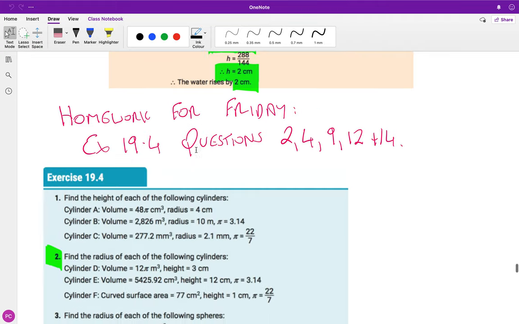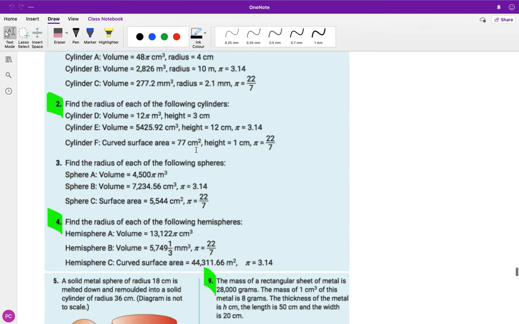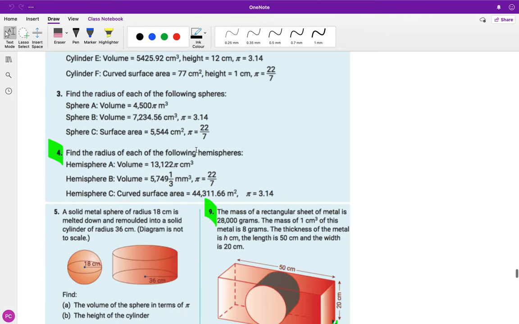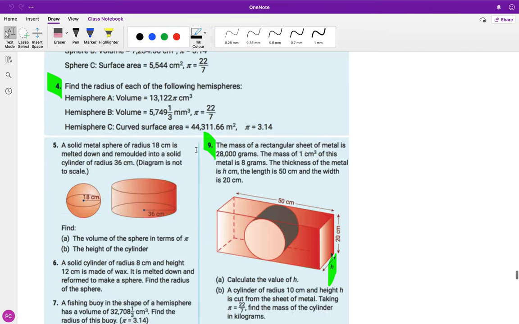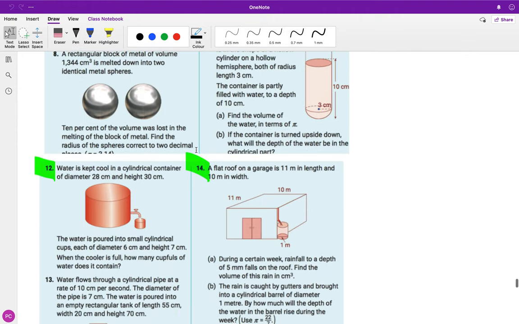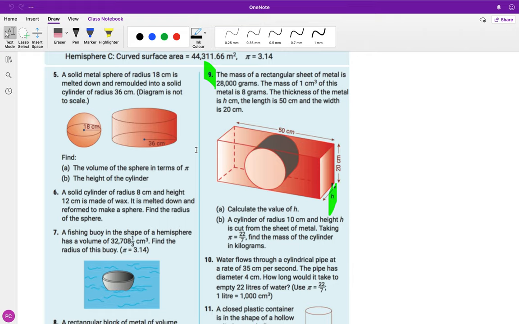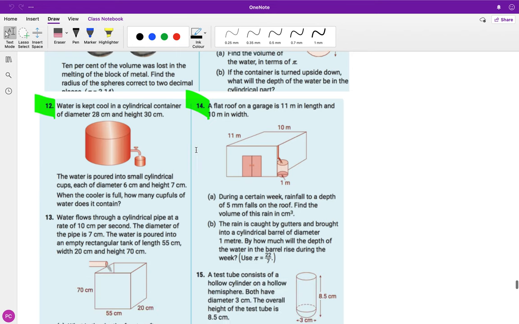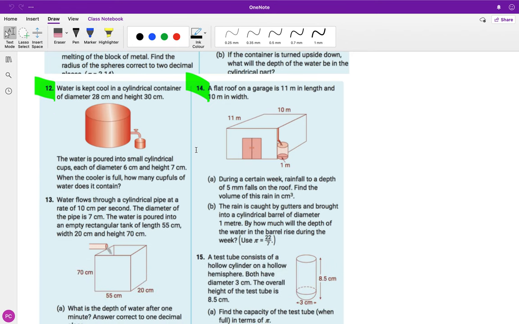Oh, sorry, I haven't been scrolling. So you have your questions here. There's question 2, question 4. Nice and handy ones, nice to give you a bit of confidence moving into the rest of them. Question 9 is a cylinder cut into a cuboid. Question 12, you're just dealing with the volume of a cylinder. And question 14, you're dealing with the volume of a cuboid and the volume of a cylinder. Like I say, give them 20 minutes, half an hour.